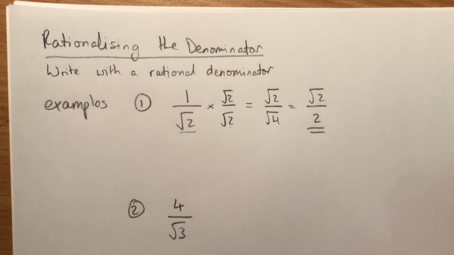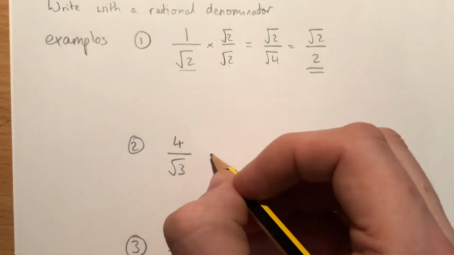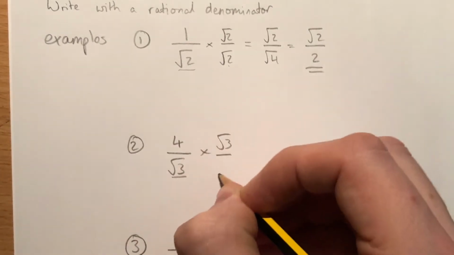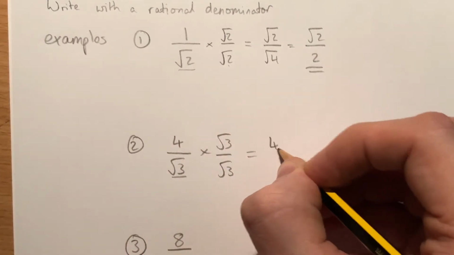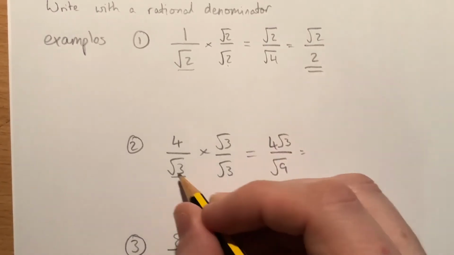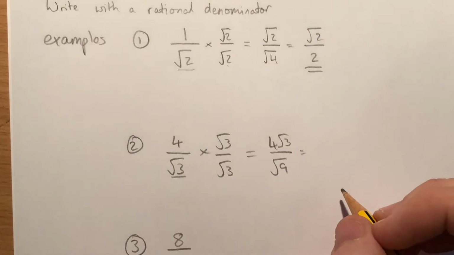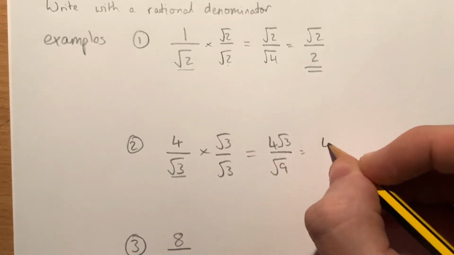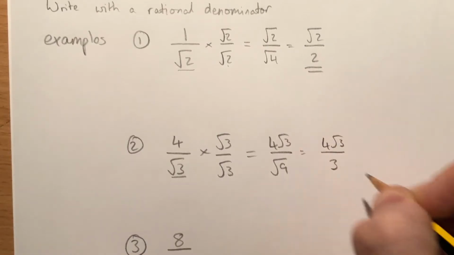That's us done. So just to show it's just as easy here, times top and bottom by root 3. On the top we've now got 4 root 3 over root 9. Again, we know that 3 times 3, so root 9 even is equal to 3. So we've got 4 root 3 upon 3.